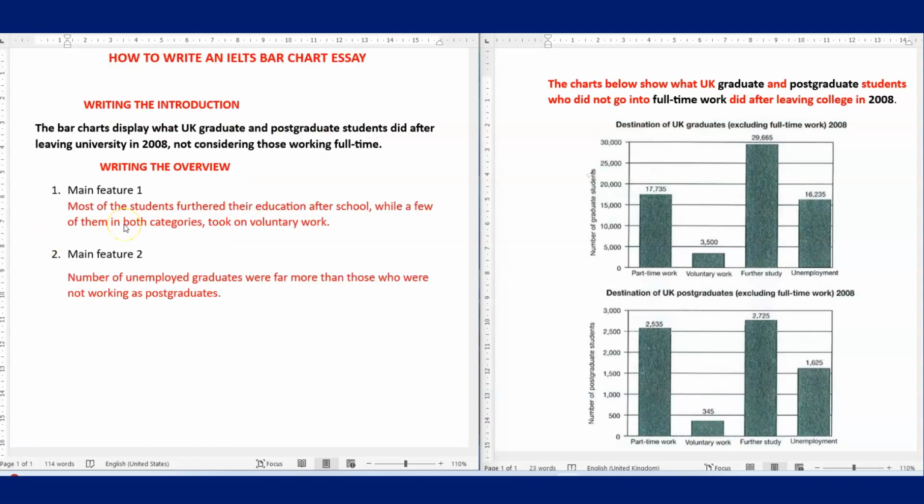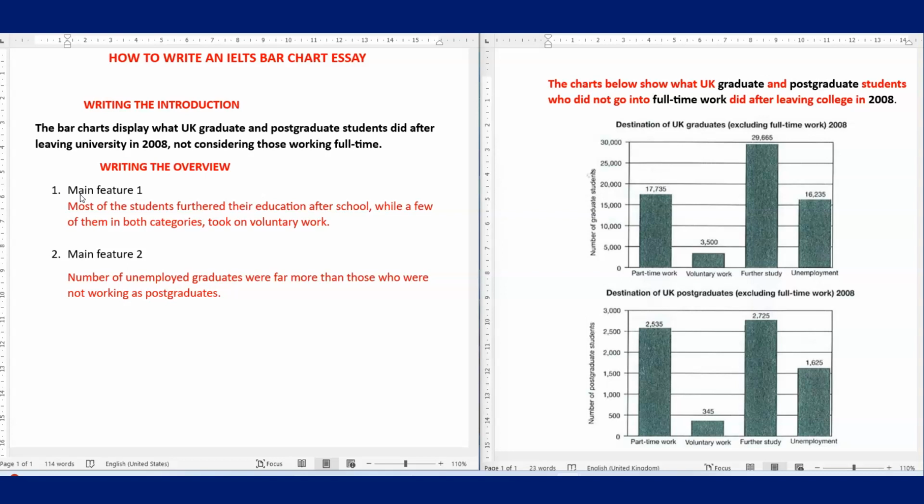So from the graph, we had two main features. First of all, we said that most of the students furthered their education, they went on to further study after school, while a few of them actually took on voluntary work. That is in both categories.